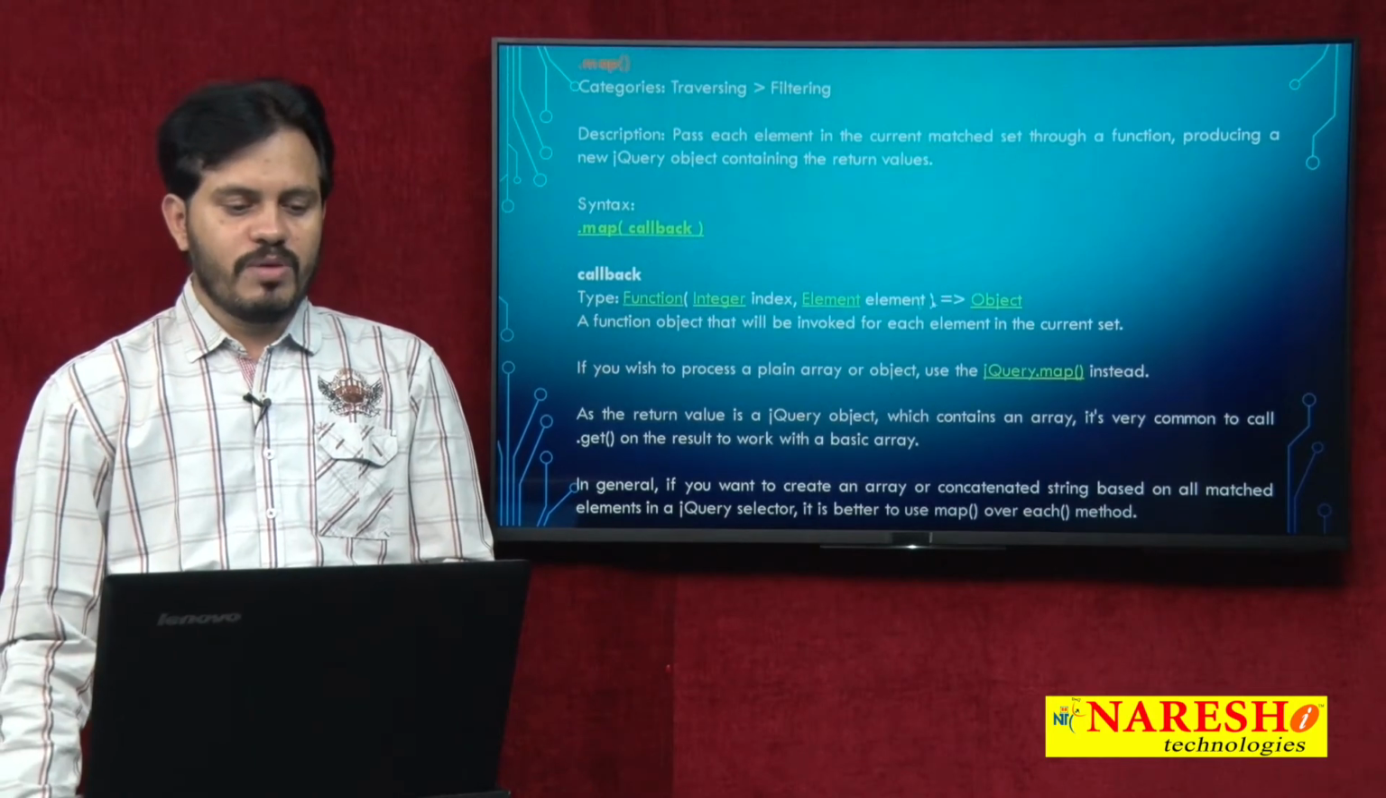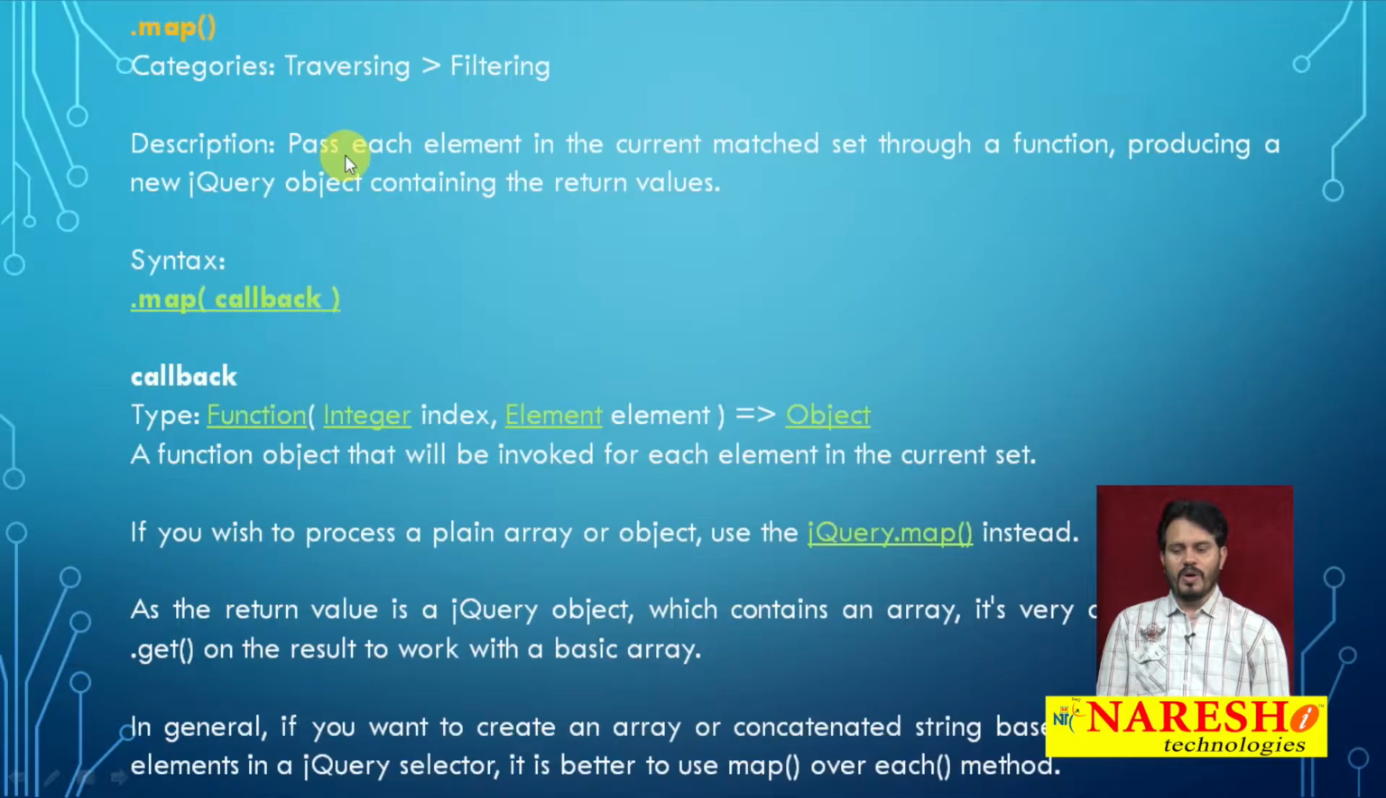So what is the description of the map method? It is used to pass each element in the current matched set through a function. So in the current set of matched elements, each element one by one has to pass through a function, producing a new jQuery object containing the return values. What is the syntax?